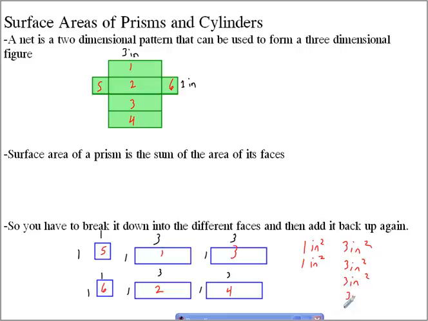And I know this is a little bit of extra writing, but I find that this way I make sure that I don't skip any steps. So 1 plus 1 is 2, plus 3 is 5, plus 3 is 8, plus 3 is 11, plus 3 is 14. So it's going to be 14 inches squared.